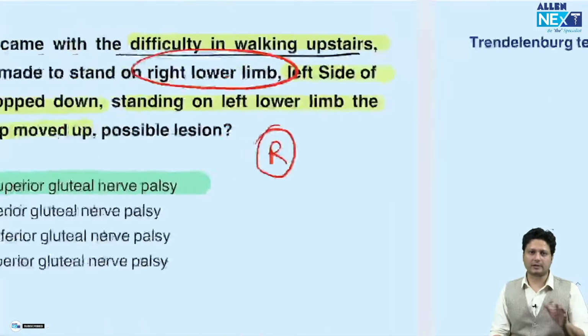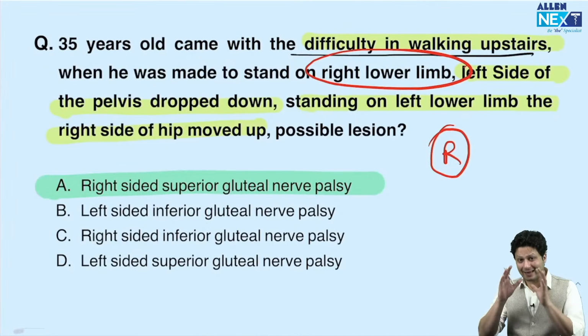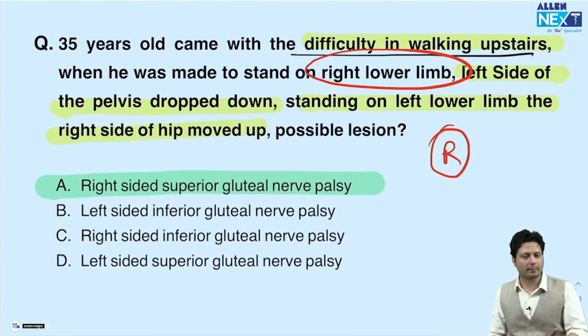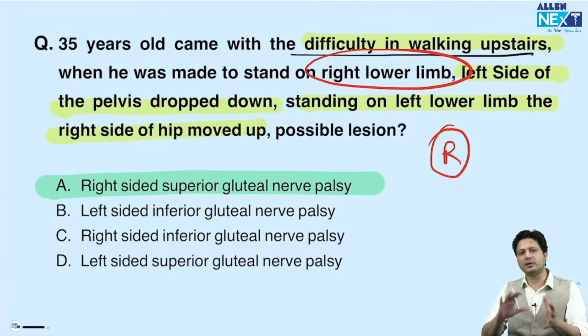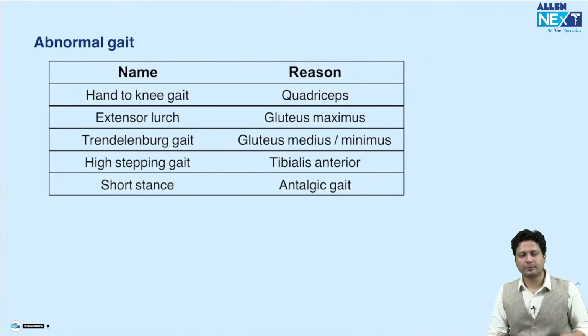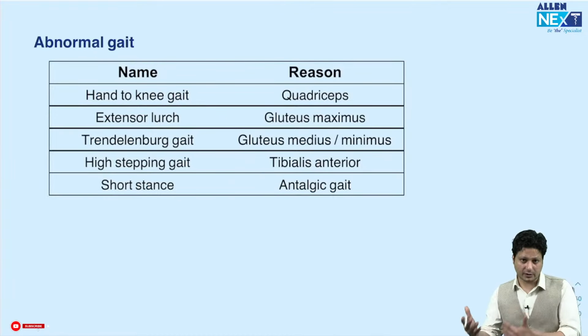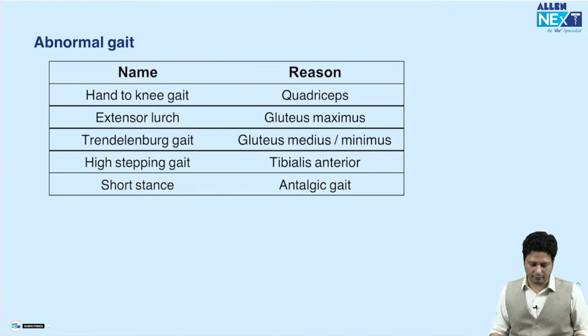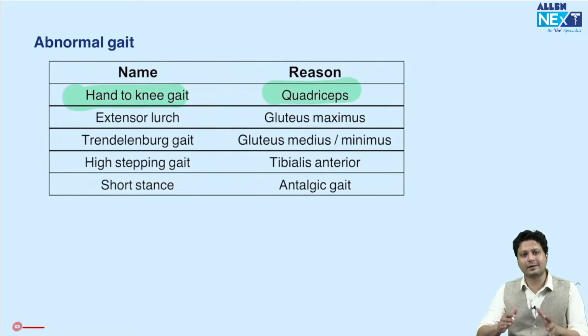In future, this is considered to be an entry level question. First of all, side determination is very important. The components of the abductor mechanism are important. And to some extent, you came to know where exactly the Trendelenburg is going to be positive or negative. As far as the abnormal gaits and the reasons for those abnormal gaits are concerned, hand to knee gait is the result of quadriceps weakness.